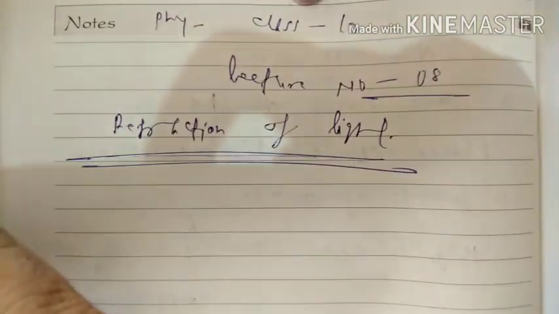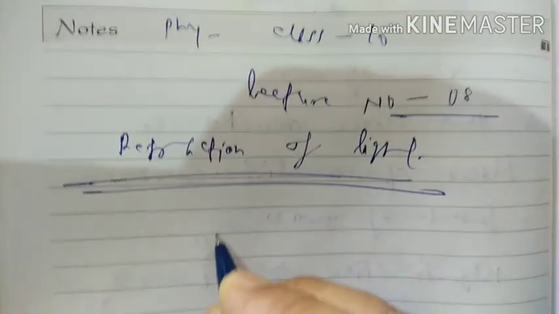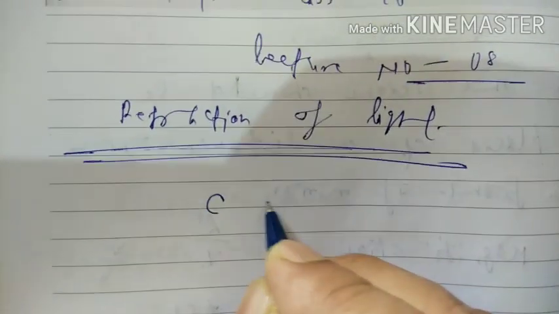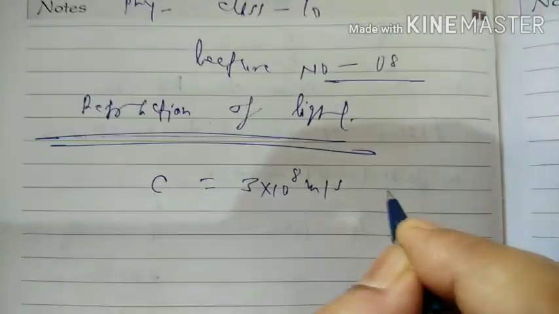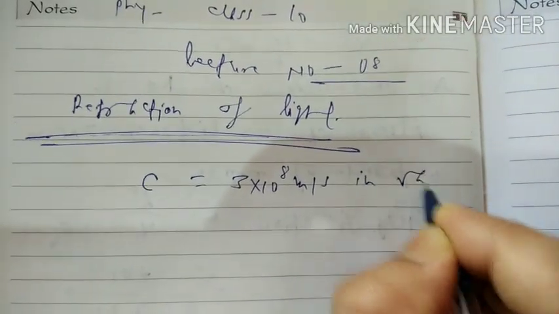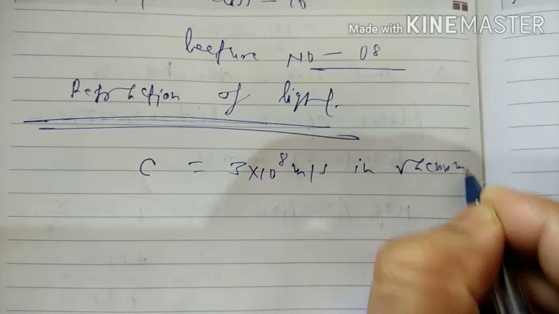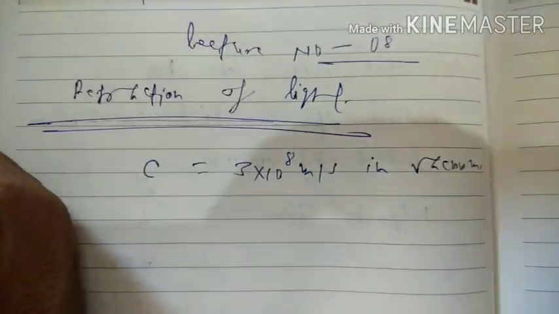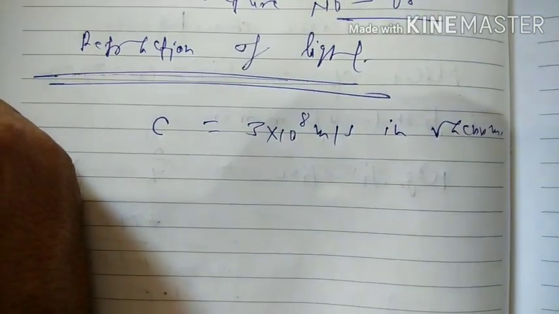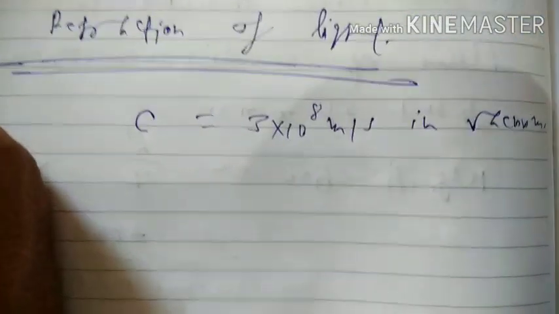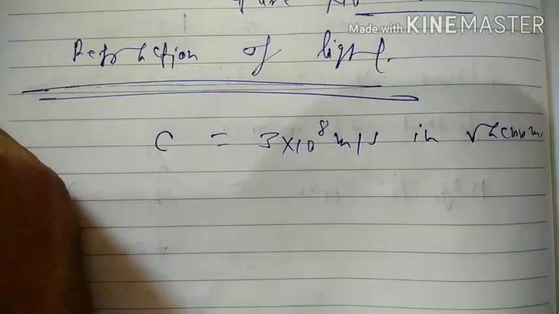In my first lecture, I had explained it in detail. Once again, I am revising the same. We know that the speed of light is represented by c, and it is 3 into 10 to the power 8 meter per second in vacuum. So, we shall try to know what is the meaning of refraction, what are the causes of refraction, and how refraction of light takes place.